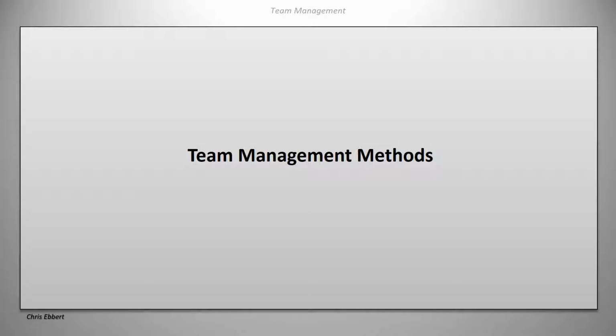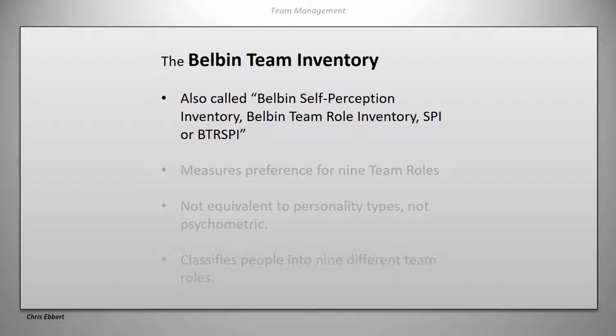There are different ways of managing a team. So here we are, team management methods. A very famous one is the so-called Belbin team inventory. Belbin basically is a self-perception inventory.